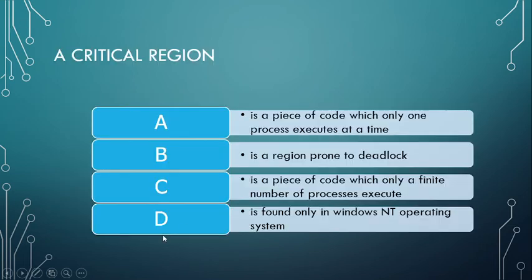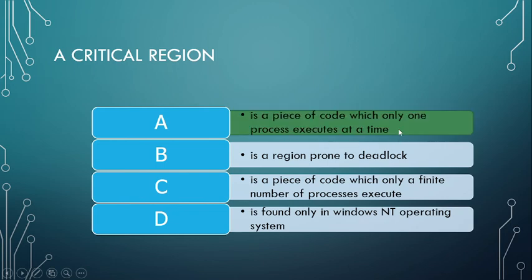And this is the first question, an ISRO CS question. A critical region: A, is a piece of code which only one process executes at a time. B, is a region prone to deadlock. C, is a piece of code which only a finite number of processes execute. D, is found only in Windows NT operating system. So from the discussion we can say that a critical section is a piece of code which only one process executes at a time. So A is the correct answer.